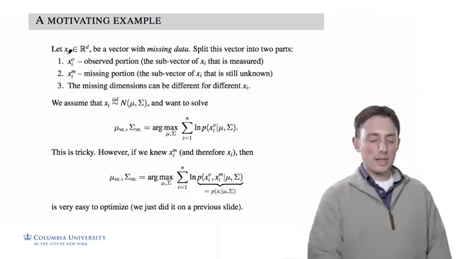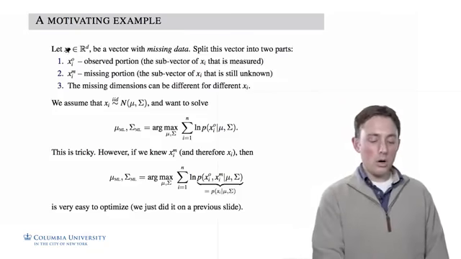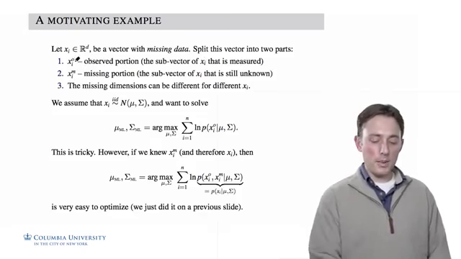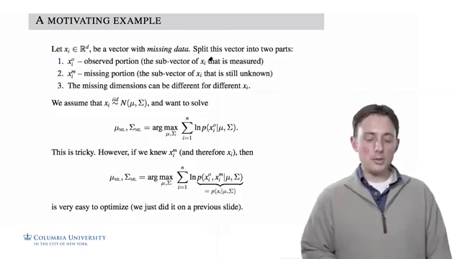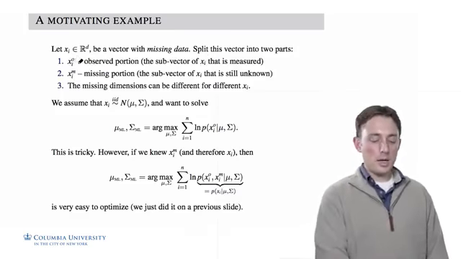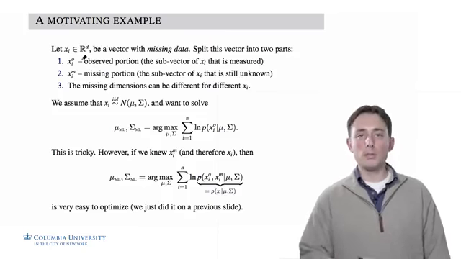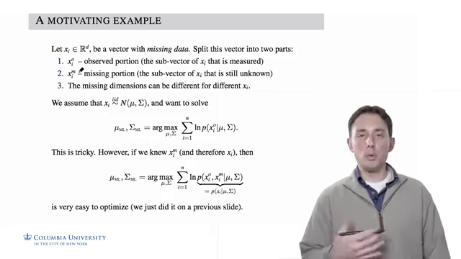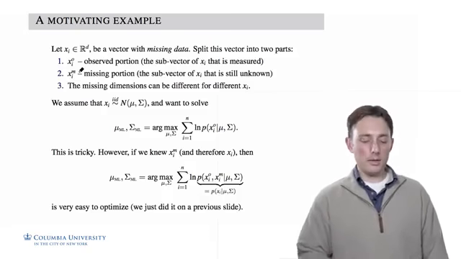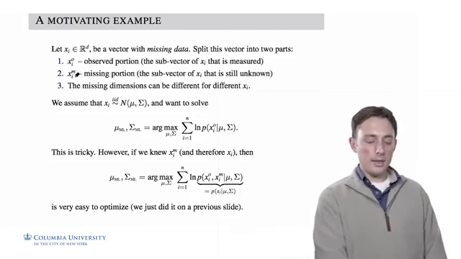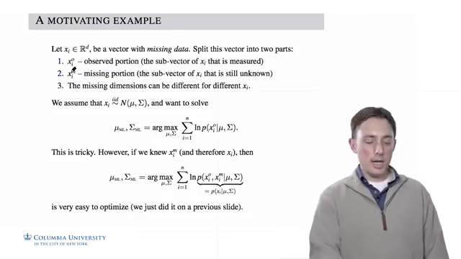So let's split this vector xi into two parts. We'll call xi^o the observed portion of the vector. That's the subvector that we get by taking the observed values of xi and forming a smaller vector corresponding to the observed values. So xi^o only has measured values in it. And then xi^m is the missing portion of the vector xi. This is a subvector where we don't know any of the values in it, and the dimensionality of each of these can change for each i.